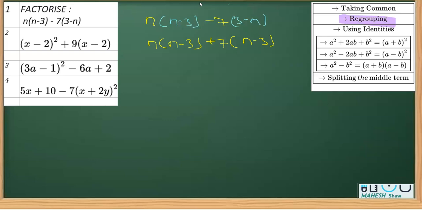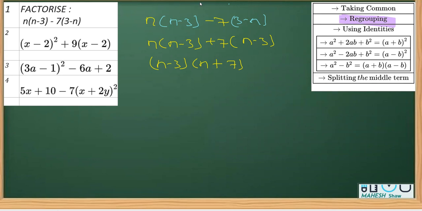Now from here onwards, we can see that n − 3 is common. After taking n − 3 common, dividing the first term by n − 3, we'll be left with n, plus dividing the second term by n − 3, we'll get 7. So this is how the first part can be factorized.